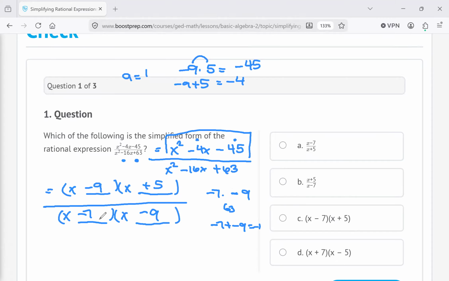You could switch the order around. You put the -9 here and the -7 there. It doesn't matter, right? As long as the signs are correct. This has to be -7 and this has to be negative. Okay, so you factor this. Now the fun part: cancel.